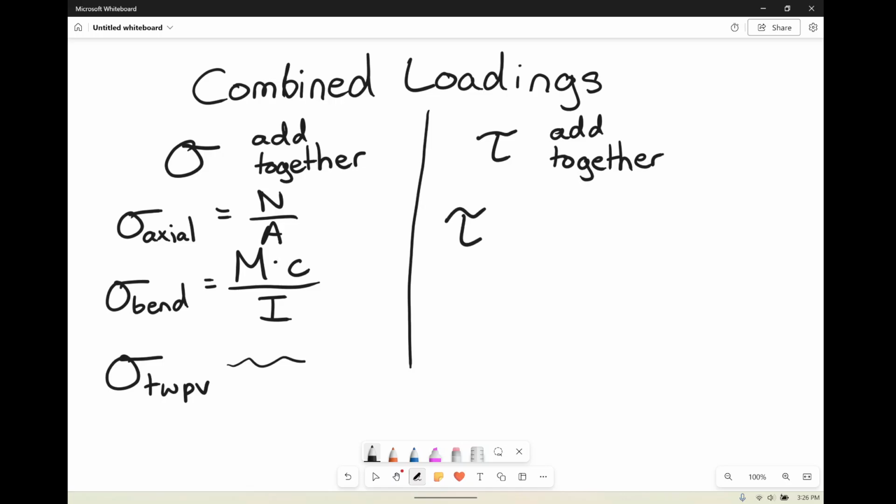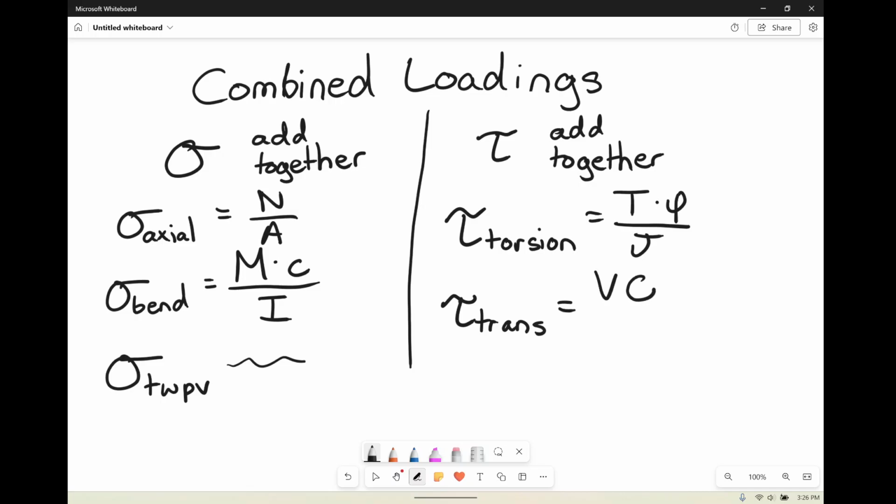For our shear stresses, we have two types. We have our torsional shear stress, and for torsion, that's T for torque times rho, the distance from the point to the center of the object, divided by J, the polar moment of inertia. We also have our transverse shear stress, and that equation was VQ over It. So that's shear times first moment of area divided by moment of inertia and the thickness.